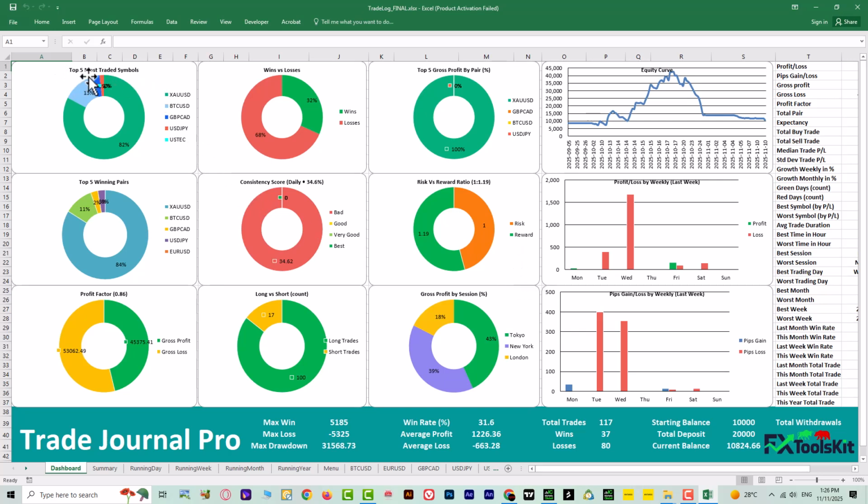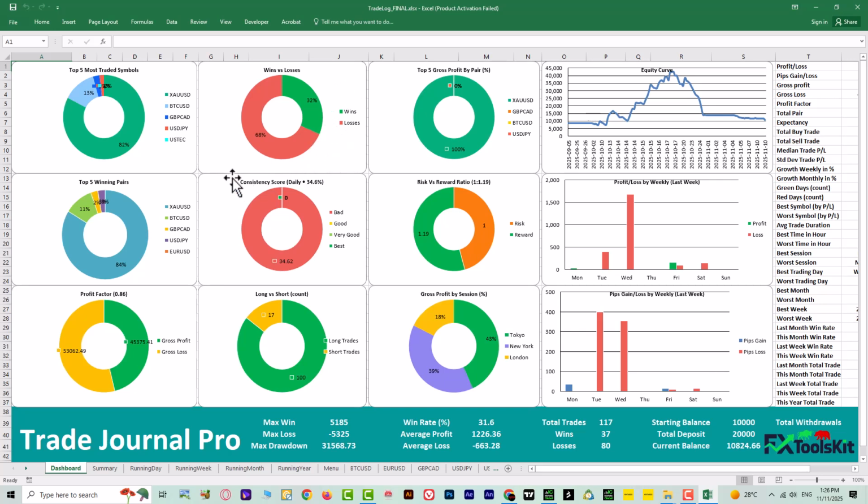Top 5 most traded symbols. Here it will show which symbol you traded the most. It will show a maximum of 5 symbols. Top 5 winning pairs. Here it will show in which pair you won the most. It will show a maximum of 5 winning pairs. Profit factor. Here it will show your gross profit and gross loss based on all your trades. In the win versus losses, it will show your overall trade win and loss percentages.